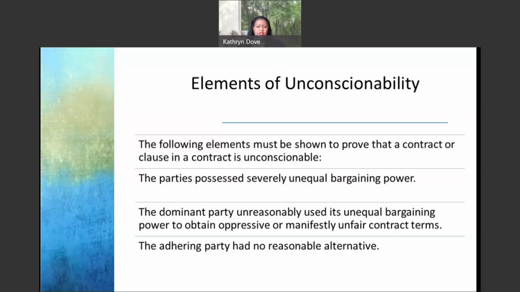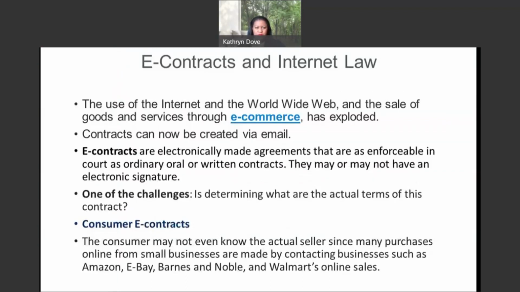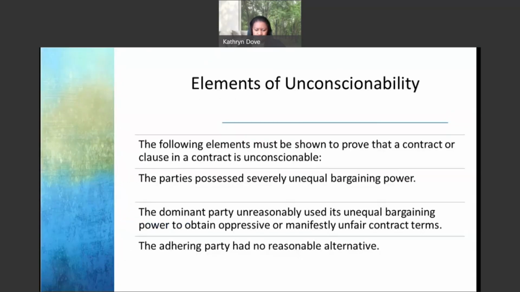The dominant party unreasonably uses its unequal bargaining power to obtain oppressive or manifestly unfair contract terms, and the adhering party has no reasonable alternative. They're sometimes even called contracts of adhesion. But an agreement like that is unconscionable and may be deemed void.